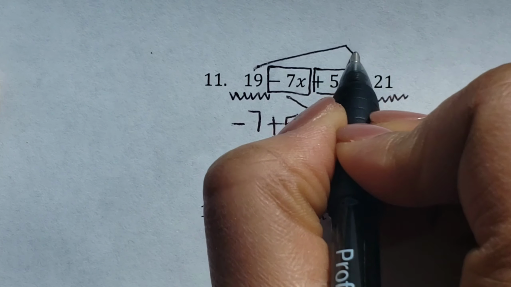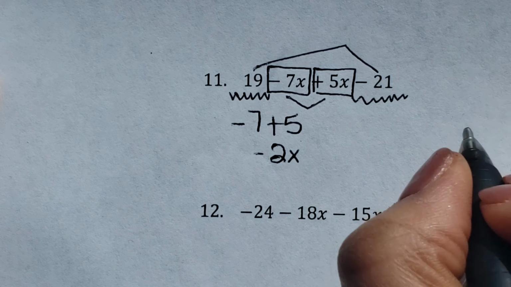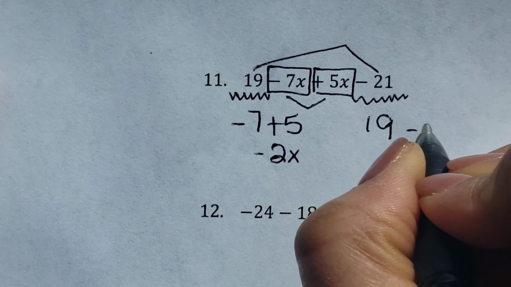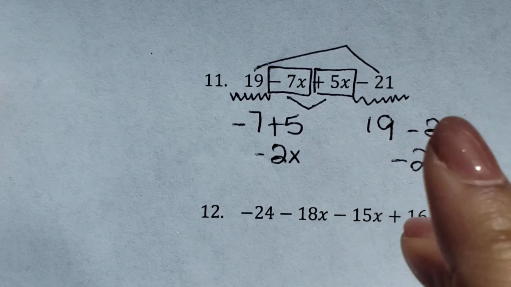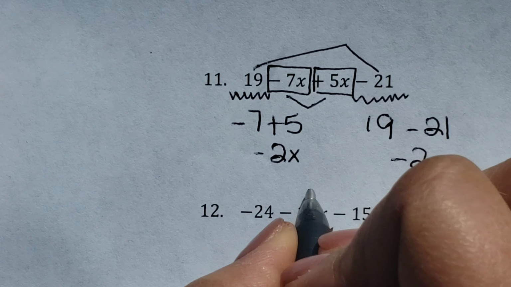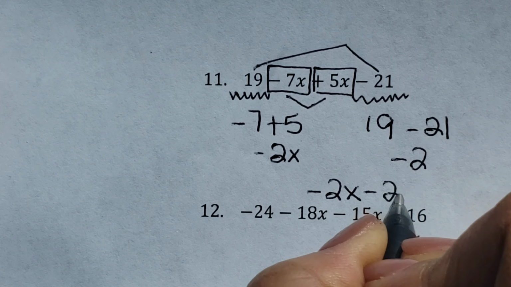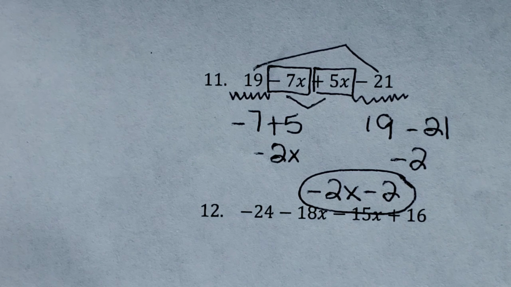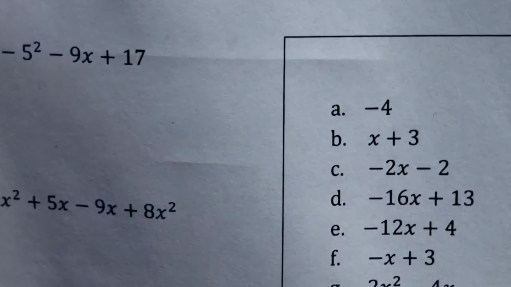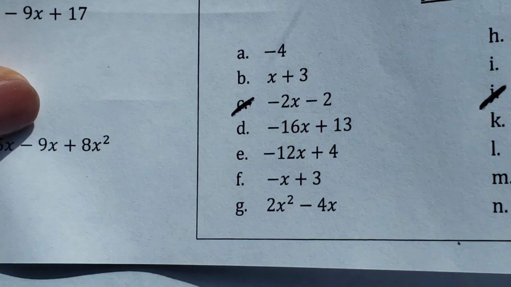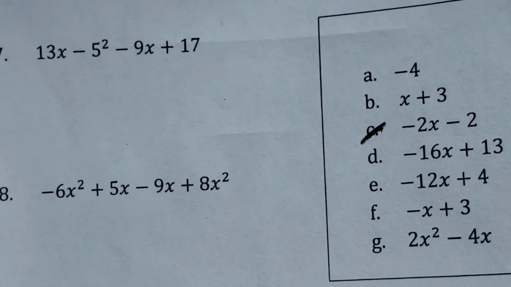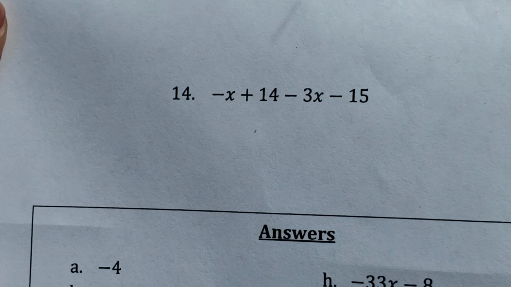Then I'm going to do the only two numbers remaining, which is the 19 minus 21. And that is going to be a negative 2. I rewrite those two together, and it's going to be negative 2x minus 2 as my final answer. I go down, and I can see right there, letter C is my final answer, negative 2x minus 2. All right, let's look at number 14.